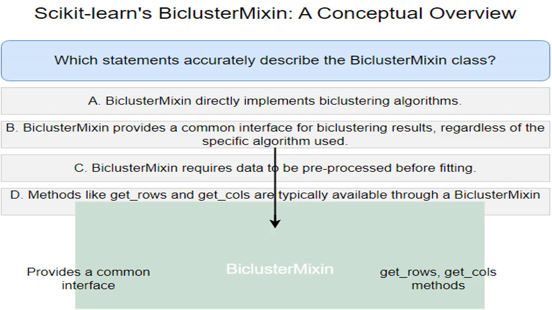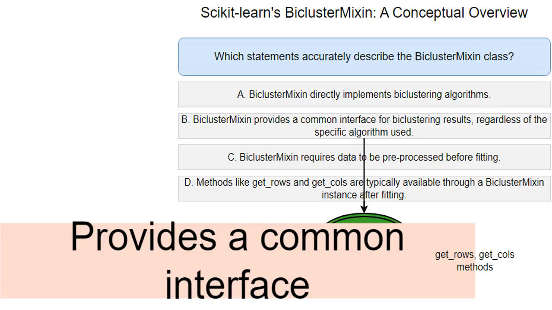This is the core component we're discussing, a Mixin class within scikit-learn. It's a structural element, not an algorithm itself. Its primary purpose is to ensure a consistent way to interact with results from different biclustering methods. The BiclusterMixin ensures that all biclustering algorithms in scikit-learn present their output in a similar, predictable manner. This standardizes how you interact with the results of your biclustering operation.